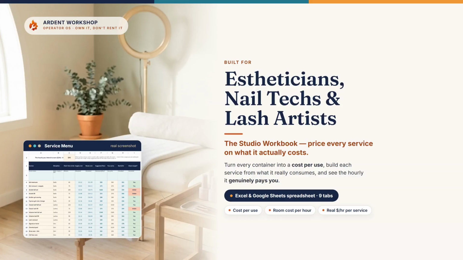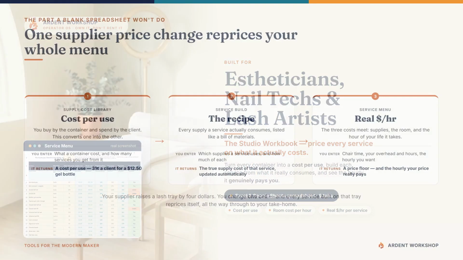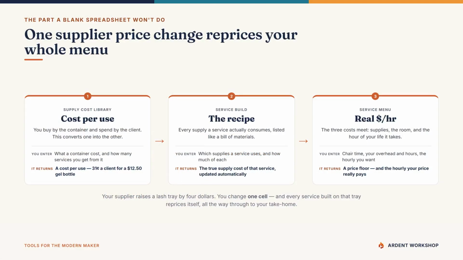The Esthetician, Nail Tech, and Lash Artist Studio Workbook closes that gap. 3 tabs chain together, and that chain is the whole point. The supply cost library turns what you paid for a container into a cost per use. The service build lists what each service actually consumes, like a recipe, and the service menu adds those up, adds what an hour in your room costs, and adds the hourly you intend to earn. Change one supplier price, and every service built on it reprices at once.